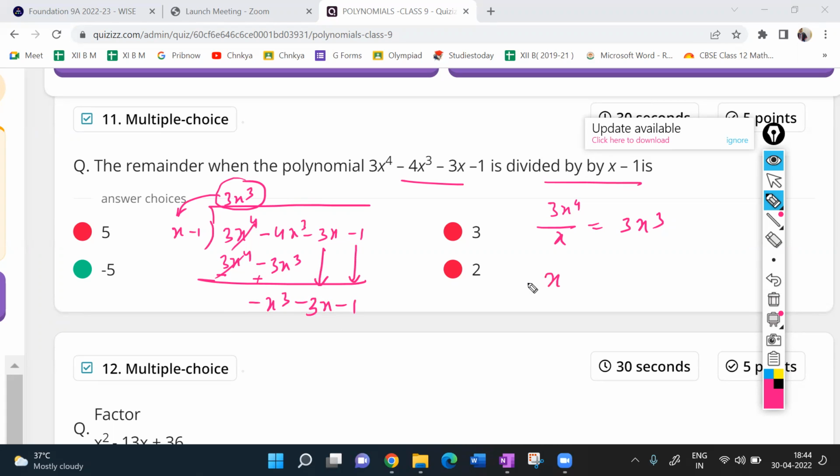Now again, what do you have to do? Minus x cubed divided by what, beta? X. So what do you get, beta? Minus x squared.